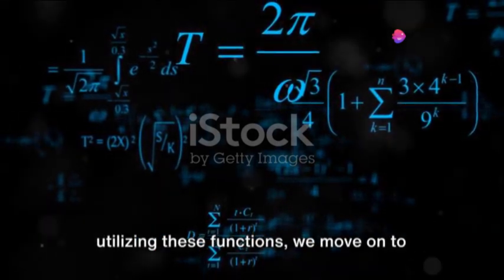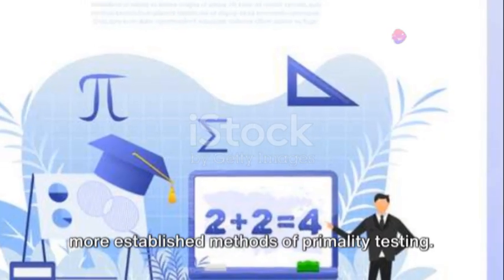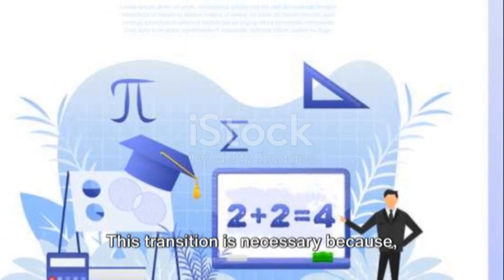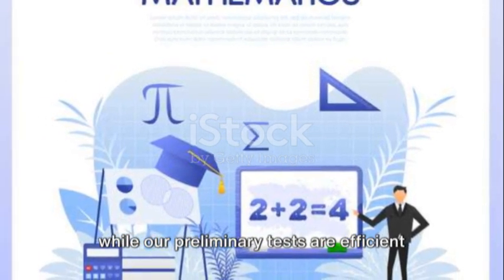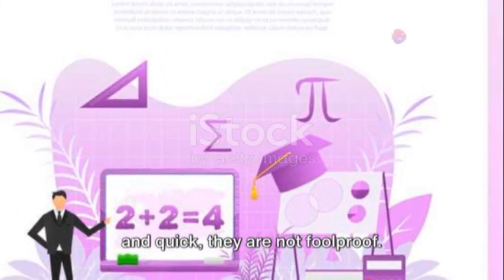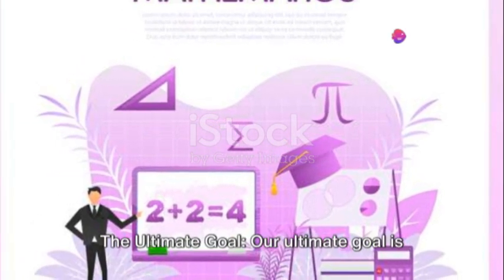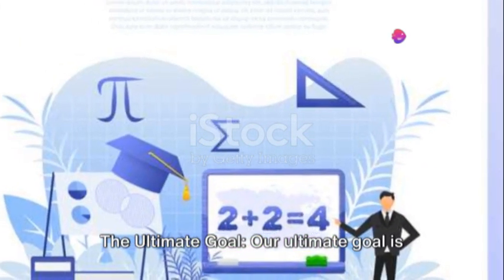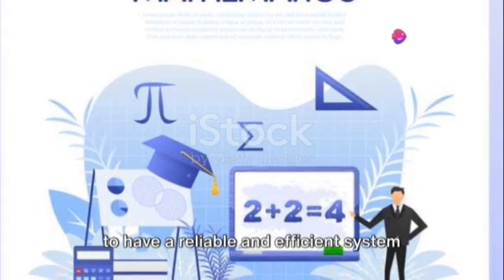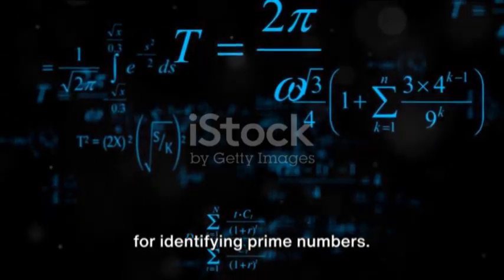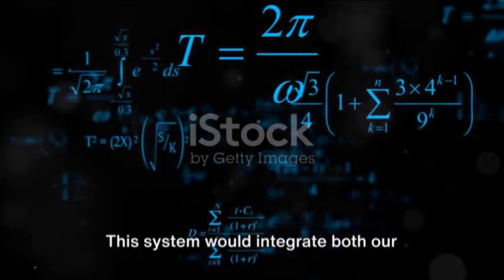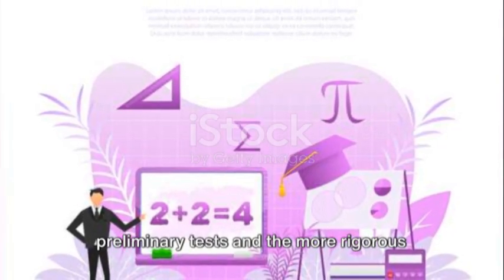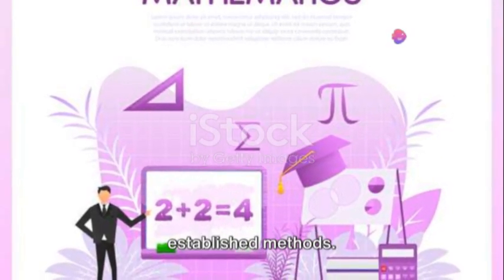After utilizing these functions, we move on to more established methods of primality testing. This transition is necessary because while our preliminary tests are efficient and quick, they are not foolproof. The ultimate goal is to have a reliable and efficient system for identifying prime numbers. This system would integrate both our preliminary tests and the more rigorous established methods.